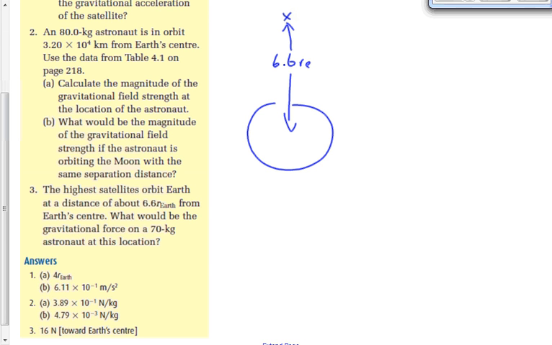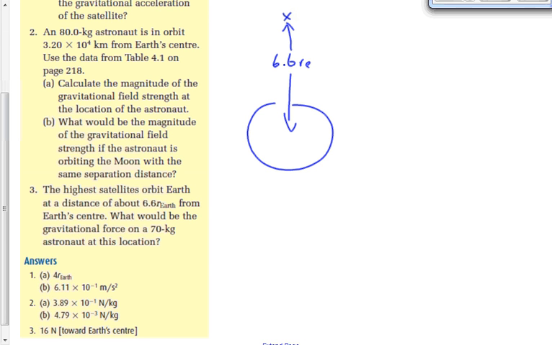What if you're given the field or the force and you're asked to solve for the radius, the distance to the surface of the Earth? If you're asked to solve for the distance to the center, solve for r. If you're asked to solve for the distance to the surface, solve for r and then subtract the radius of the Earth, right? All right, what's the force on a 70-kilogram astronaut at this location?